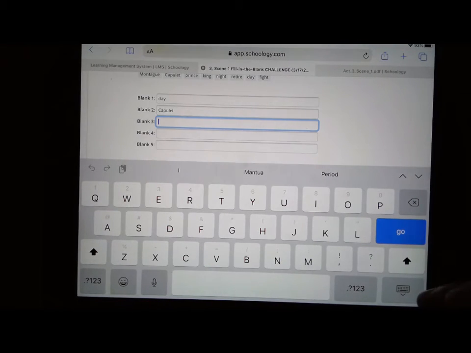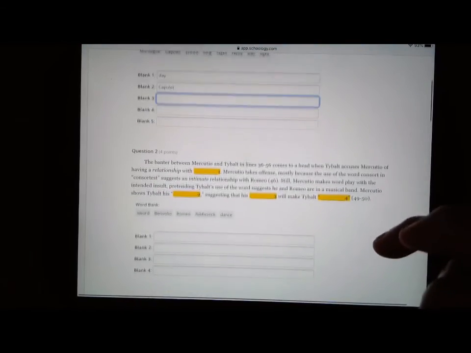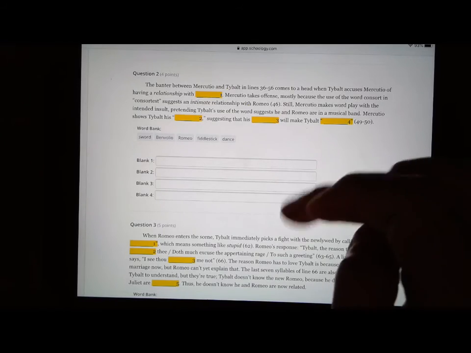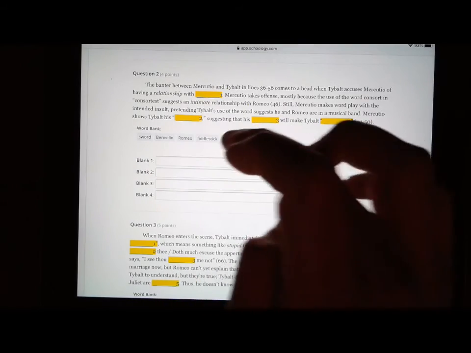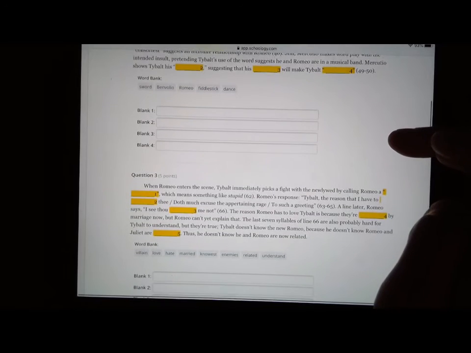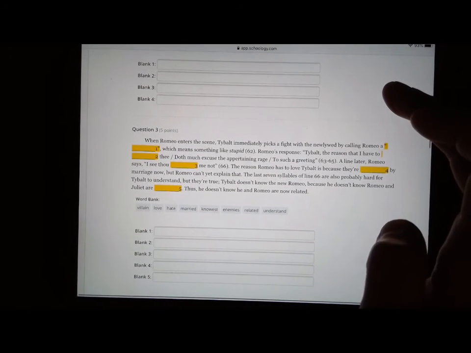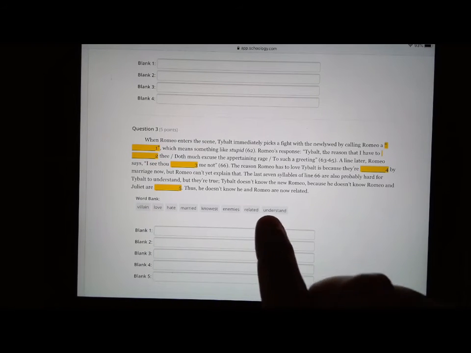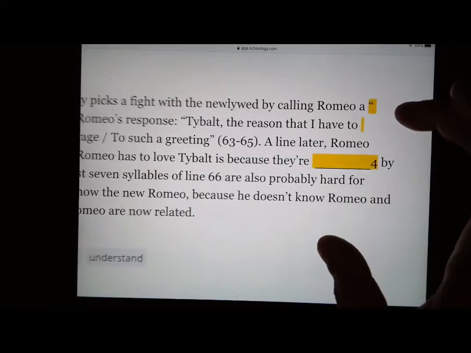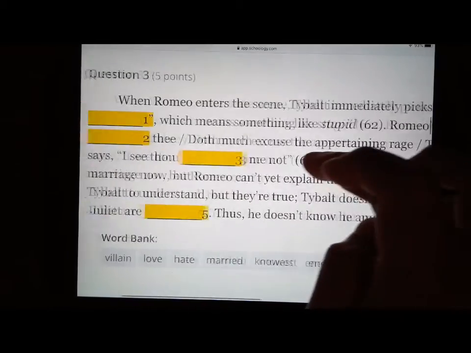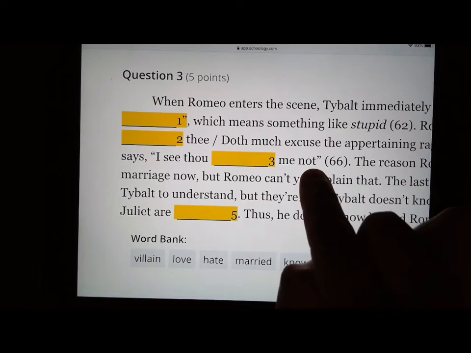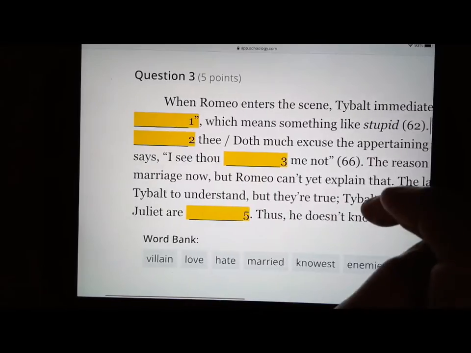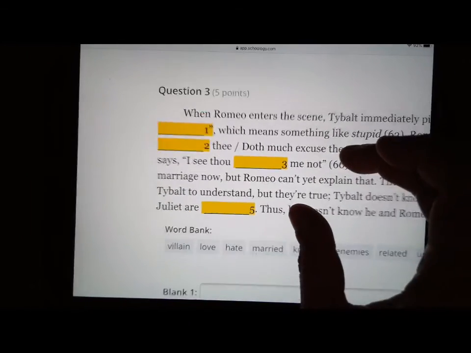It's similar for all these blanks. You're given a word bank as well. So in question 2, it's got 4 blanks. And this one, in this case, it's got 5 possible answers. That means one of them is not an answer. In question 3, we've got 5 blanks and 8 possible answers. And you'll notice that some of these, especially this first one, it's got quotation marks around it. Number 2 has quotation marks around it, so you need the exact words from the text.